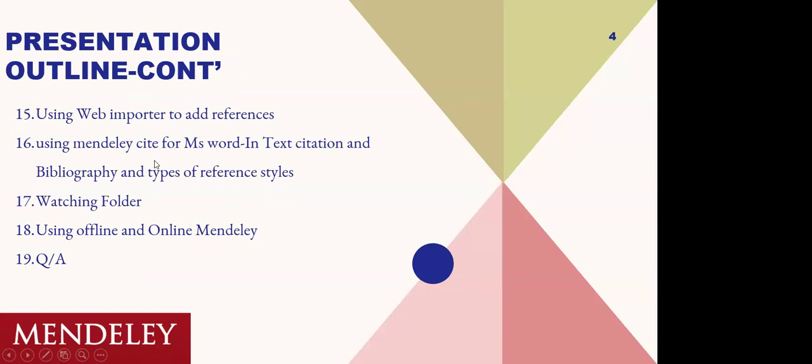So depending on the Mendeley you have downloaded, we are going to see how you can add in-text citation and also bibliography. Towards the end, we are going to see how you can do watching folder. Watching folder is also another new technique you can use, and this is your work. And also we are going to see the difference between using an offline Mendeley and an online Mendeley referencing manager. And then I'll give you time to ask questions.